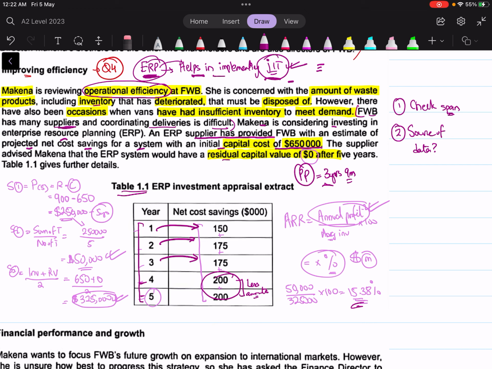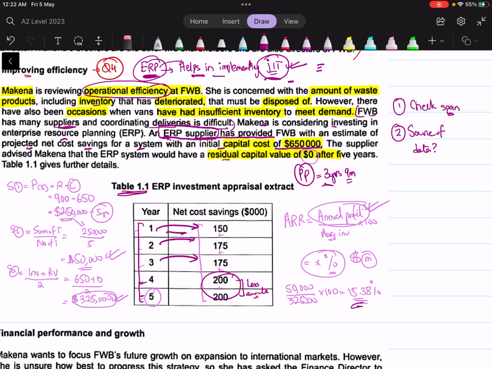Now, if you focus on this entire table, the cost savings have been supplied by whom? By an ERP supplier. So imagine if you were to buy ERP from me, and I ask you, what would it take to convince you to buy ERP from me? And you tell me, I'm a person of business and I'll be impressed if I can get a good ARR or a good payback.